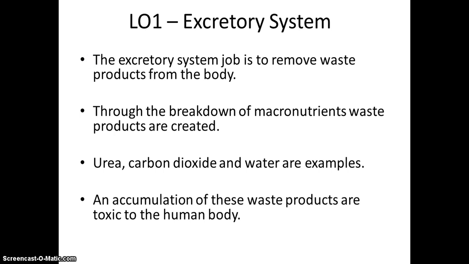So, the excretory system's job, as it says in its name, is to remove waste products from the body. Now, through the breakdown of macronutrients, carbs, fats and proteins, the body creates waste products. The examples are underneath that: urea, carbon dioxide and water. Similar to, say, respiration, there's always a waste product, and these waste products are toxic to the body if they're allowed to accumulate. So we need to have areas in which the body can get rid of them.